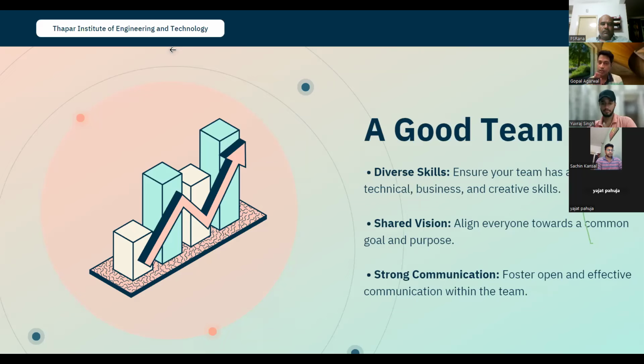If you make a very good product but you are not able to sell it, you won't be able to reach further in this hackathon. So you really need that person as well. Definitely you should look for a diverse skill set as well as strong communication in at least some of your teammates. Yeah, moving to the next slide. I would also like to add that if you're already following the reverse approach, then you might have the team ready by now.